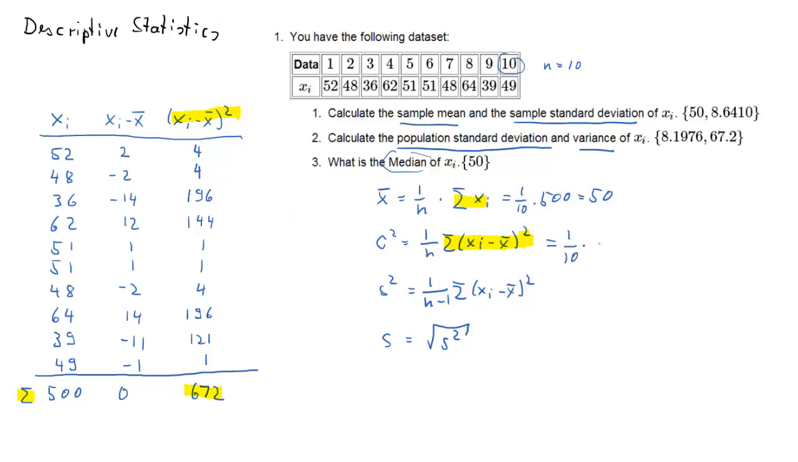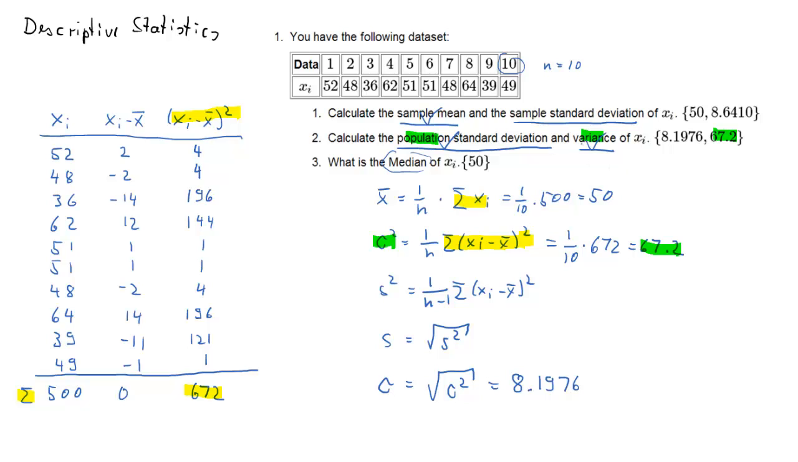First, to calculate the population variance, we calculate 1 over 10 times that sum, which is 672, so we get 67.2 as the population variance, and of course that's the solution given. Then let's calculate the population standard deviation. That's just the square root of that value. So the square root of 67.2 is 8.1976, and that's the solution given.